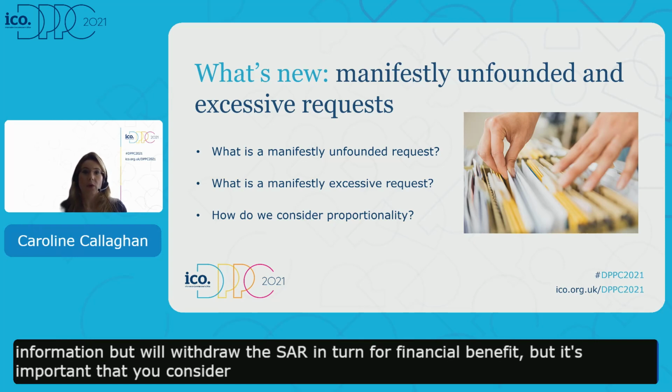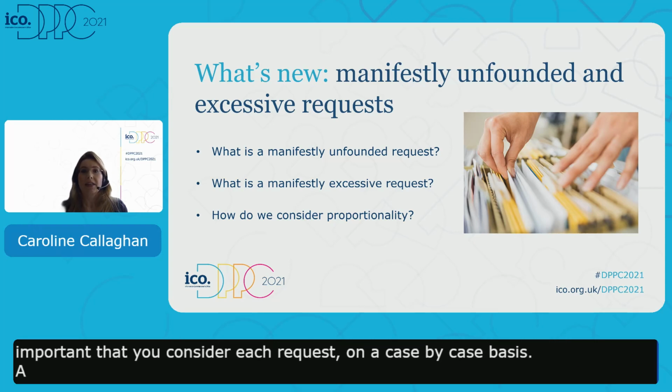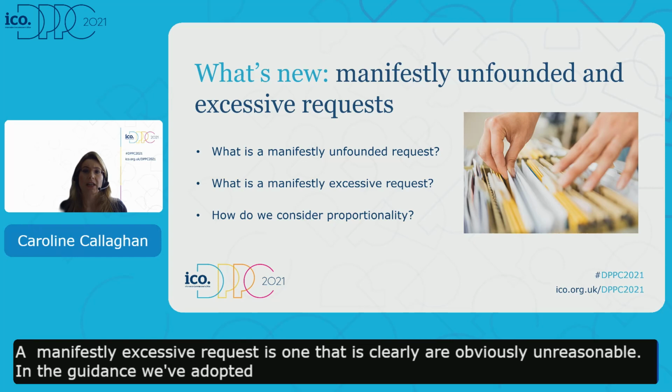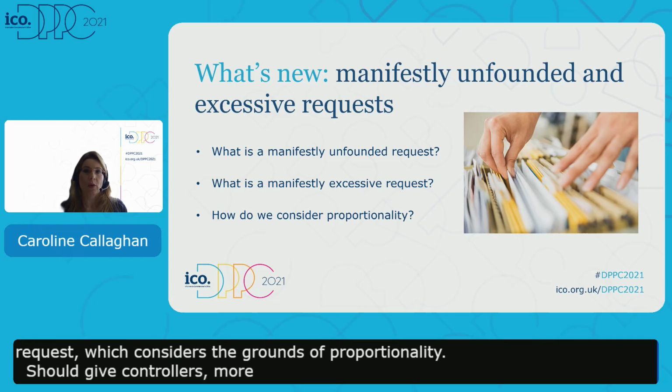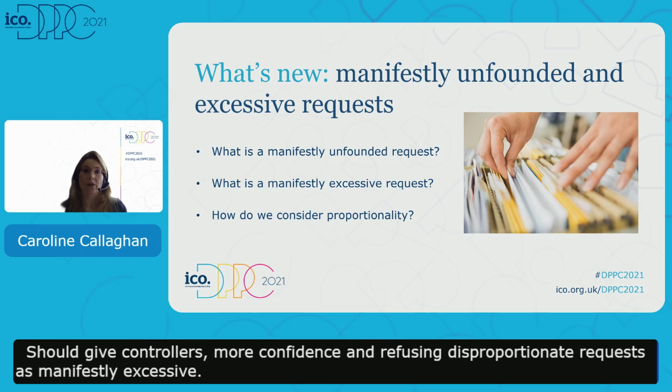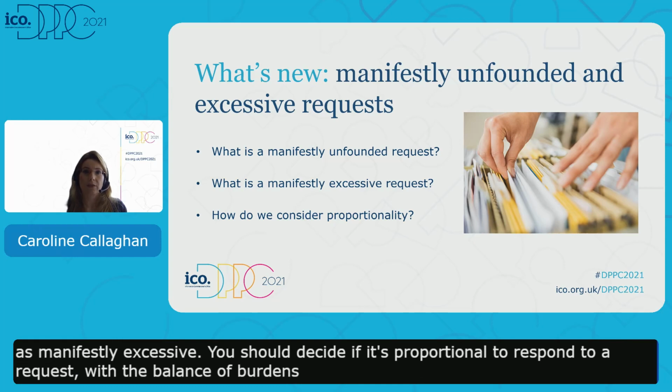A manifestly excessive request is one that is clearly or obviously unreasonable. In the guidance, we've adopted a wider definition of what amounts to an excessive request, which considers the grounds of proportionality. It should give controllers more confidence in refusing disproportionate requests as manifestly excessive. You should decide whether it's proportionate to respond to the request when balanced with the burden or costs involved. Just because someone requests a large amount of information does not mean their request is excessive.